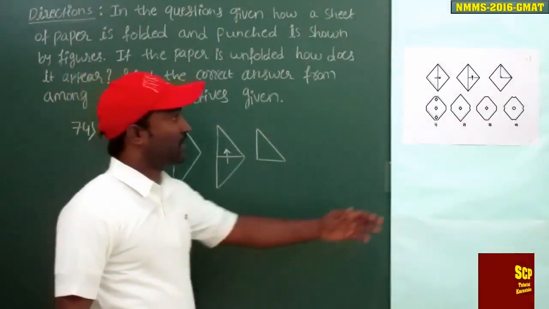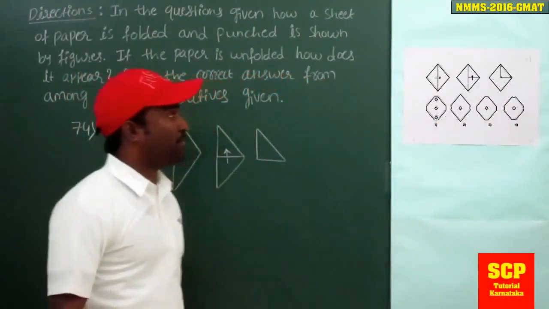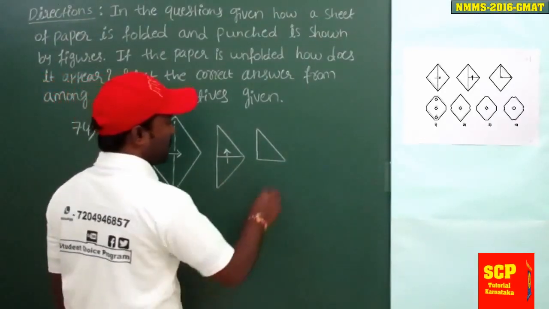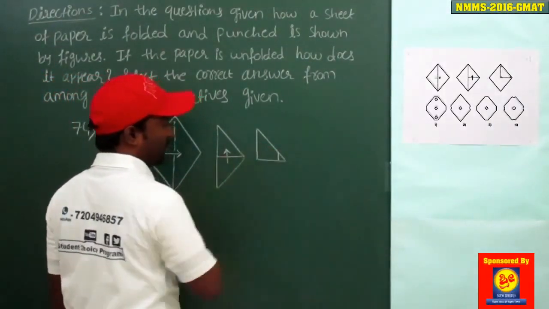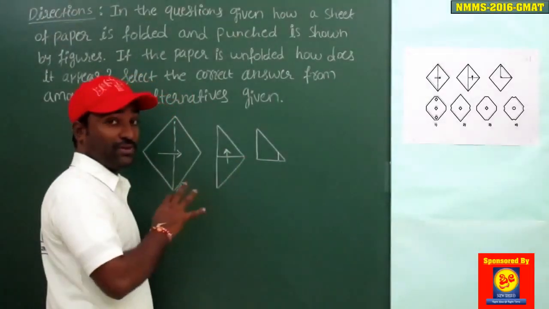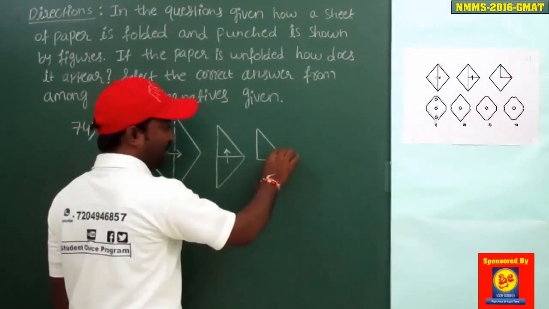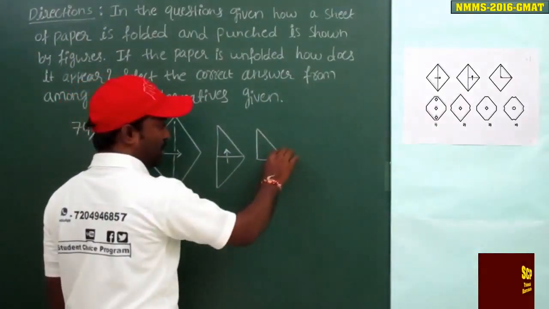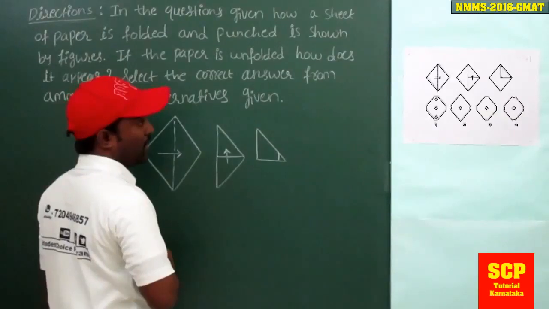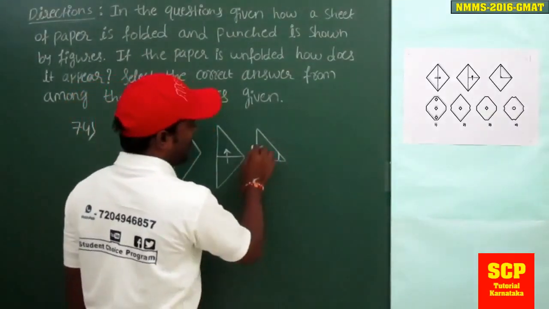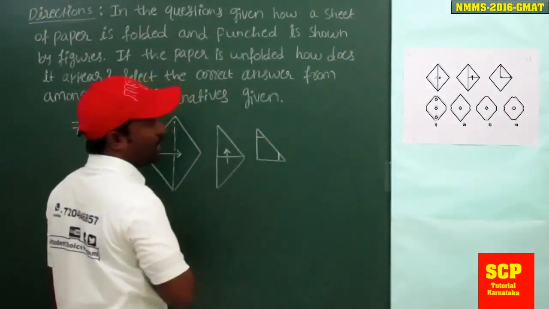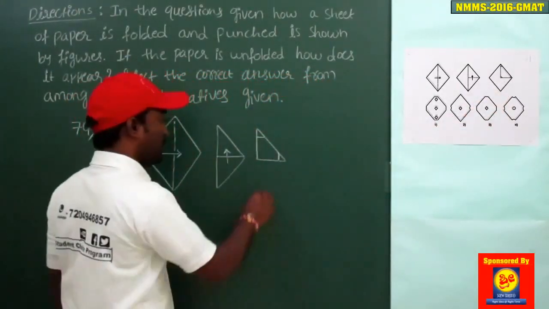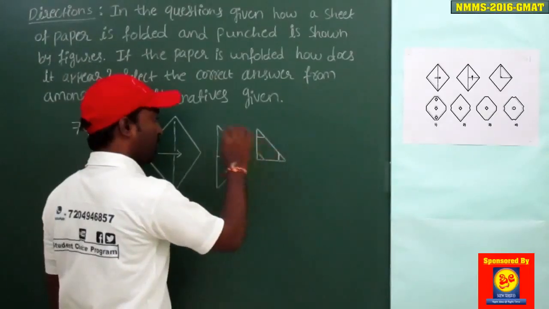Now in the last figure you can see how the paper is cut or punched. So here is one cut, a straight cut. We should observe carefully. Different types of cuts are going to give you different shapes. This is a straight cut. Now at the top you can see one more straight cut. At the center there is an inclined cut.